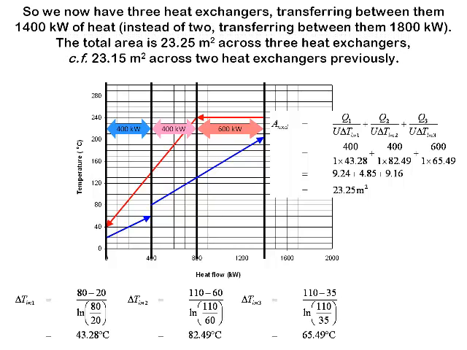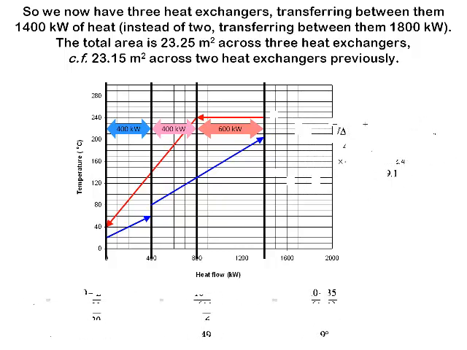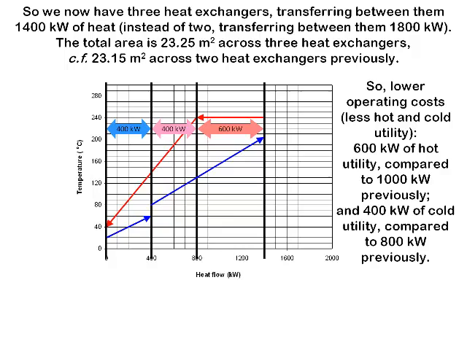So the total area is 23.25 meters squared across 3 heat exchangers, compared with, by a remarkable coincidence, almost exactly the same, 23.15 meters squared, across 2 heat exchangers previously. So we're going to have lower operating costs. We're going to need to make less use of hot and cold utility. Hot utility is the steam, cold utility is the cooling water, and these are things that we have to pay for. And so previously, we were going to have to supply 1,000 kilowatts of steam. Now we only have to supply 600 kilowatts. That's quite a substantial saving.